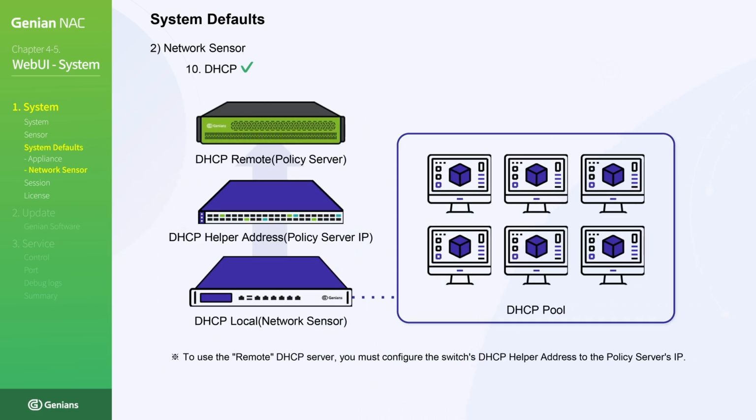Let me briefly explain the service target settings related to DHCP configuration. When set to local, the DHCP server is designated only on the network sensor. When set to remote, the DHCP server is designated only on the policy server. When set to local and remote, the DHCP server is designated on both the network sensor and the policy server. If the remote option is selected as the DHCP target, the switch must be configured with the DHCP helper address IP set to the policy server's IP. This ensures that DHCP Discover packets are properly forwarded to the policy server, enabling normal DHCP service functionality.